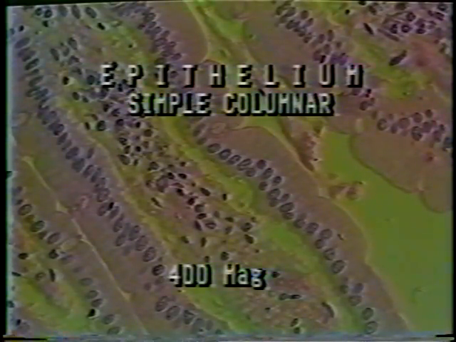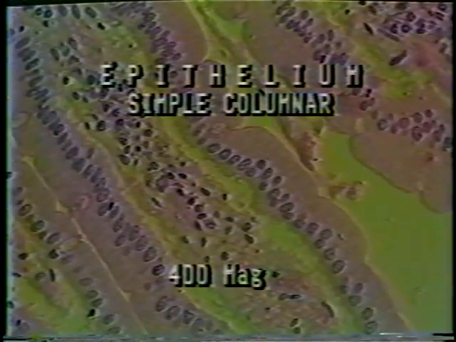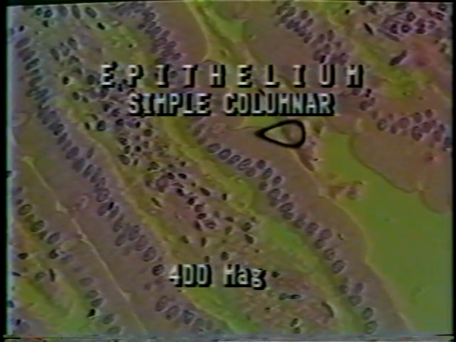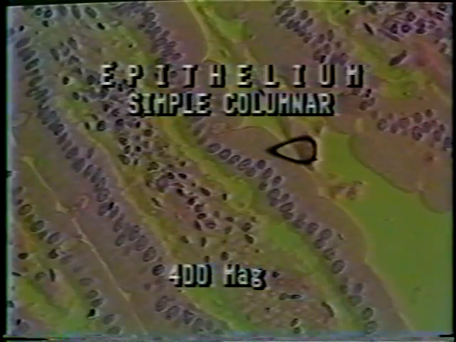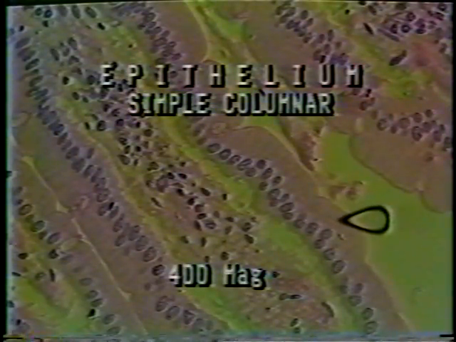At 400 magnifications, you can clearly see the nuclei. You cannot see the cell borders, but each cell can be visualized by noting the number of nuclei. The arrow points first to the cytoplasm at the free edge, then along the basement where the nuclei are located.